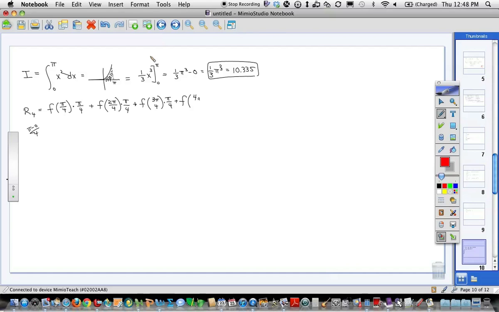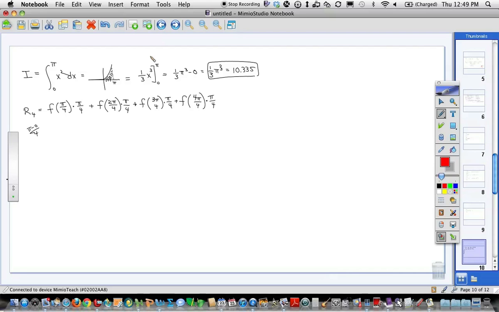4 pi fourths, which of course is pi. That makes sense because our last right rectangle should end at the far right edge, which is at pi. Now, we're going to go ahead and calculate this out by hand. So what does f of pi fourths mean?